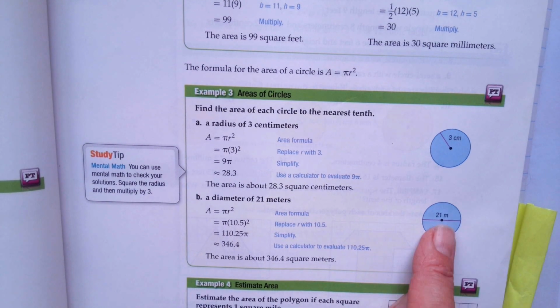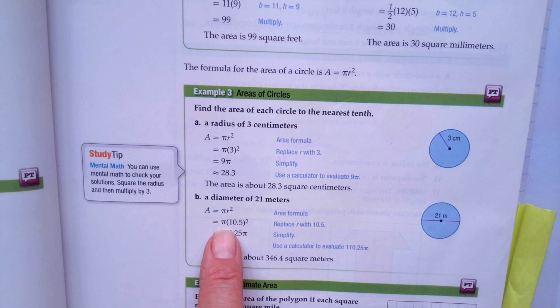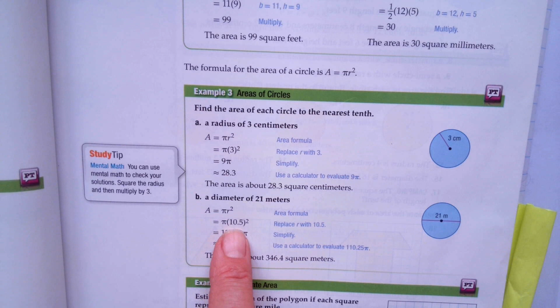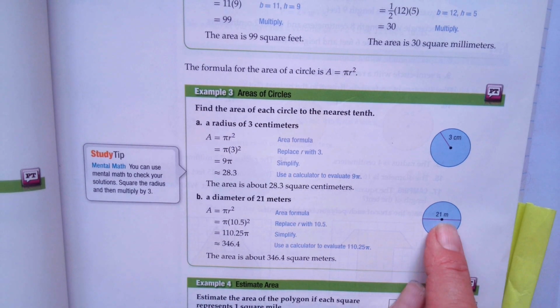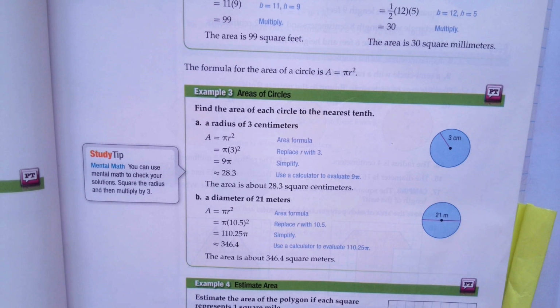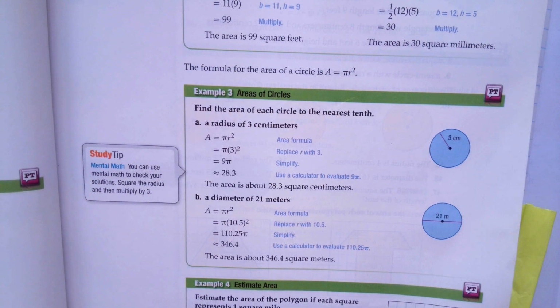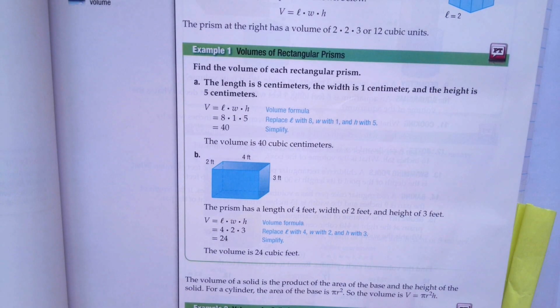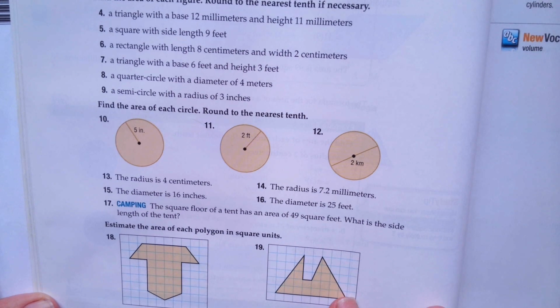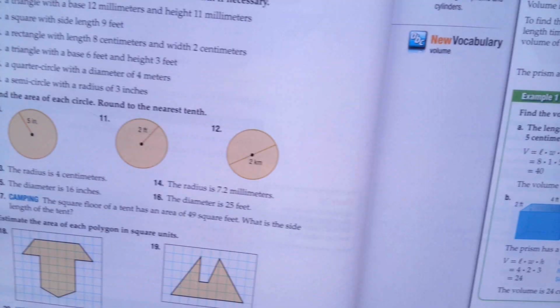If they give you the diameter, you do the same exact thing, but you cut the 21 into 10.5, which is 21 divided by 2, because they gave you the diameter, and the diameter is twice the radius, so the radius is half of the diameter. So you can do numbers 10, 11, and 12 as well.